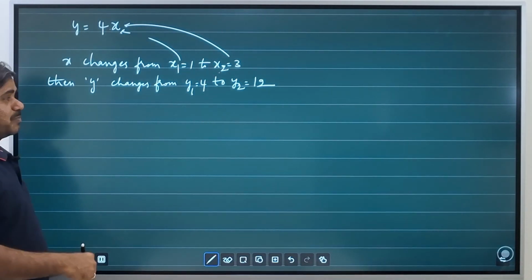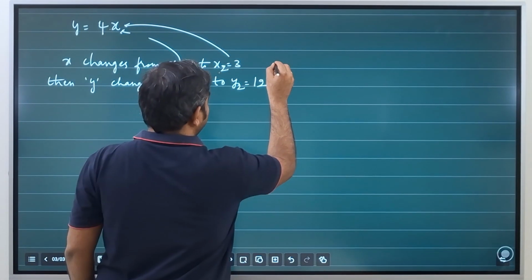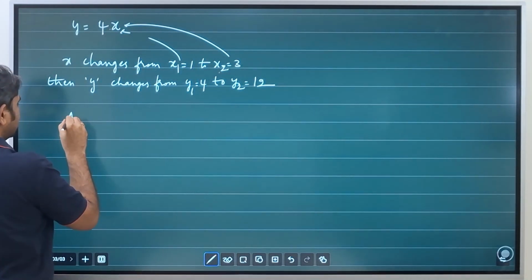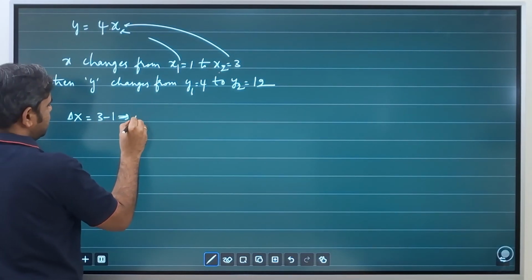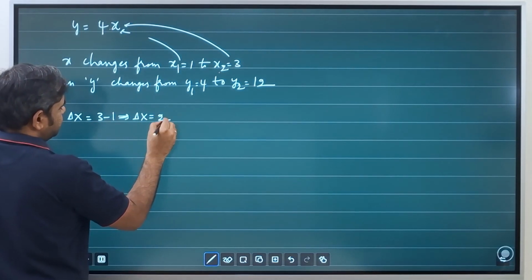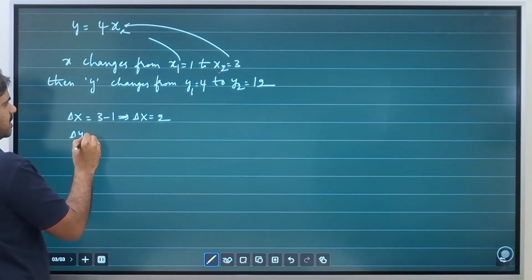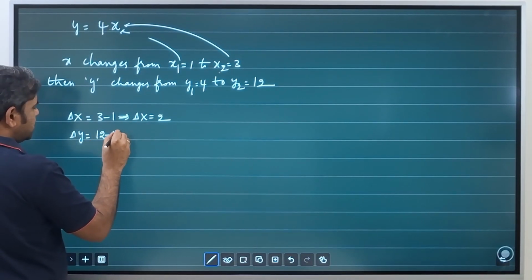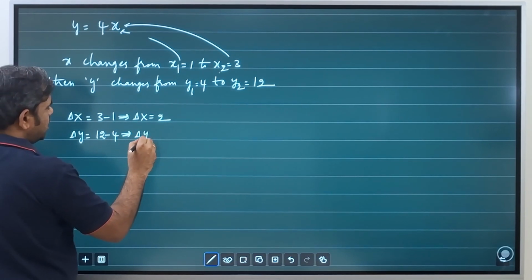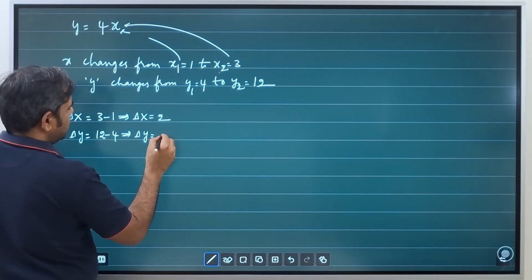So y changes from y1 to y2. So what is delta x here equal to? Delta x is equal to 3 minus 1, which is 2. And what is delta y here equal to? y2 minus y1, that is 12 minus 4. So change in y is equal to 8.